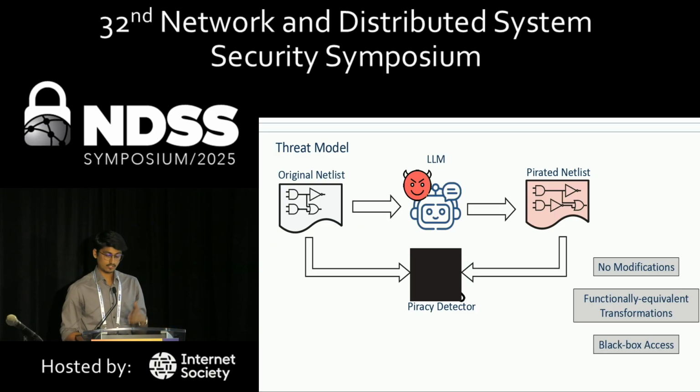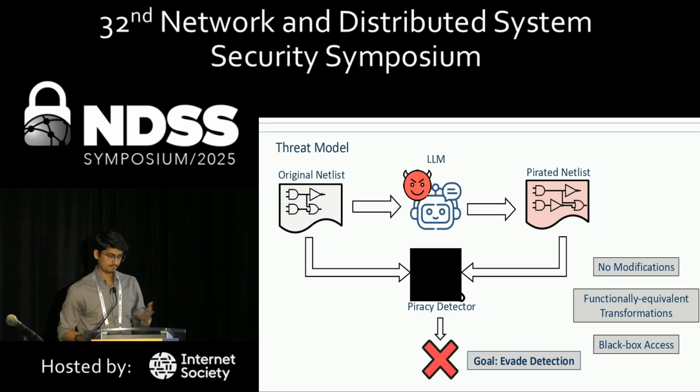And the third constraint we make is that we don't have white box access. We essentially have black box access to the piracy detector, so we can't even view the internal parameters or any internal details about the detector. We just get a final output saying whether this is pirated or not. And that's the whole idea. Under these three constraints, we want to see how we can use language models to evade these piracy detection tools. All right, so with this threat model in mind, let's talk about what we do.